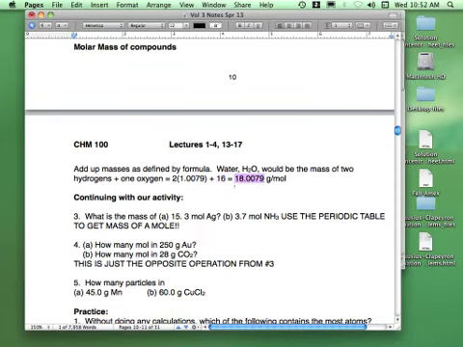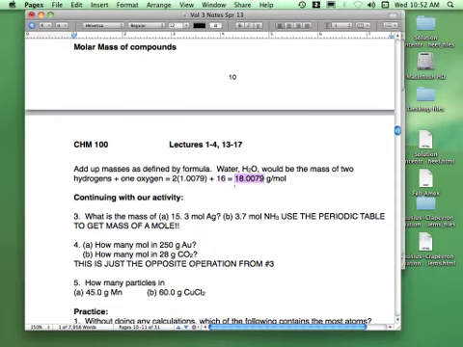All right? So we're going to do the molar mass of a compound. You add them up. We're going to do not only that, but some more practice as well. So let's take this into our notebook program. All right.